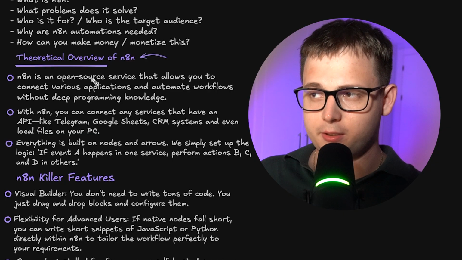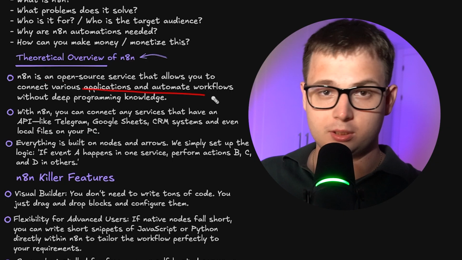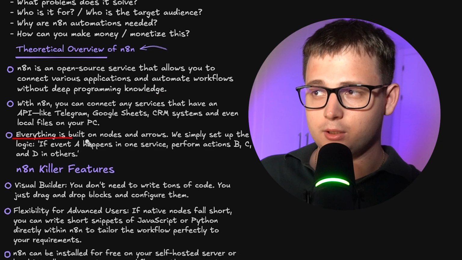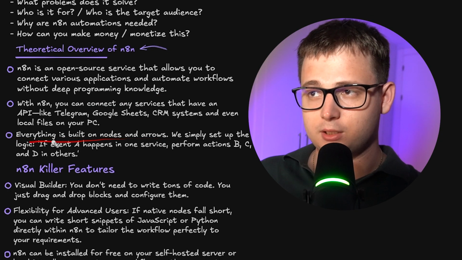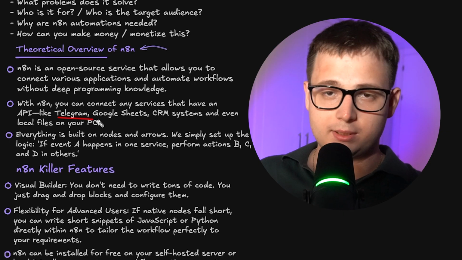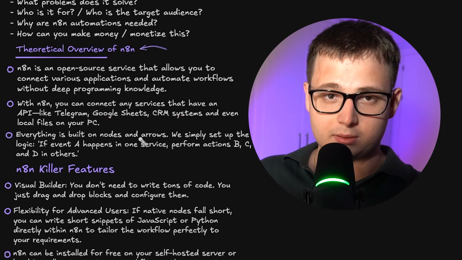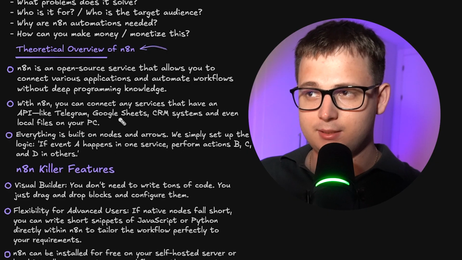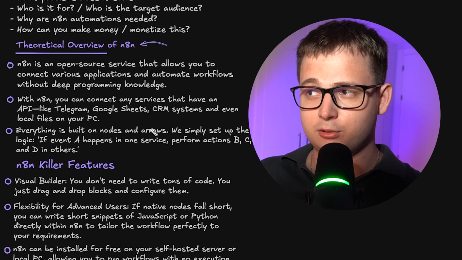n8n is an open source service that allows you to connect different applications and automate workflows without needing deep programming knowledge. It works through a visual editor, which basically means connecting blocks together, and this is done using nodes. It supports over 1,000 ready-to-use integrations with Telegram, Google Sheets, and CRM systems. And if a specific integration doesn't exist, it allows you to connect any service as long as it has an API.